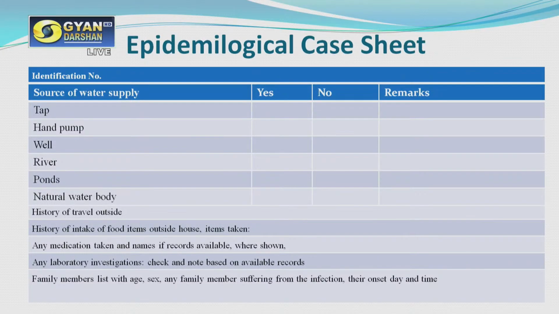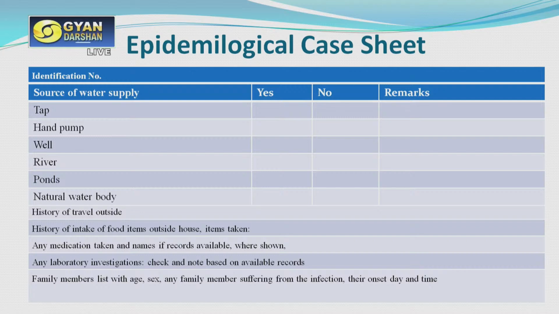Then you also ask the source of water supply, like are they consuming tap water, hand pump, supply from the well or river, or they are using pond water. So it depends on the geographical area where you are collecting the history, and sometimes they are using natural water bodies also. And history of travel outside: have they traveled outside during that period.